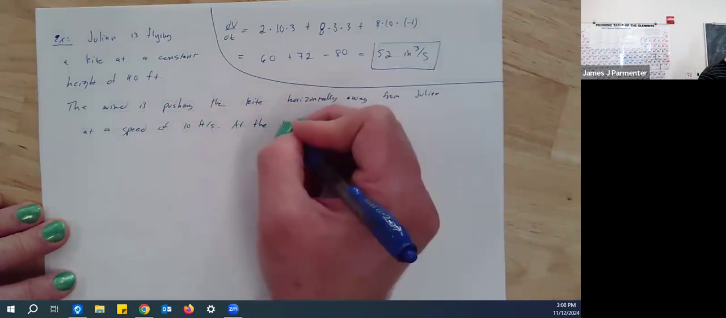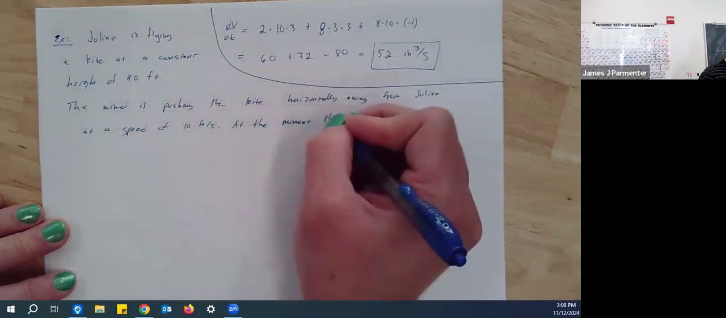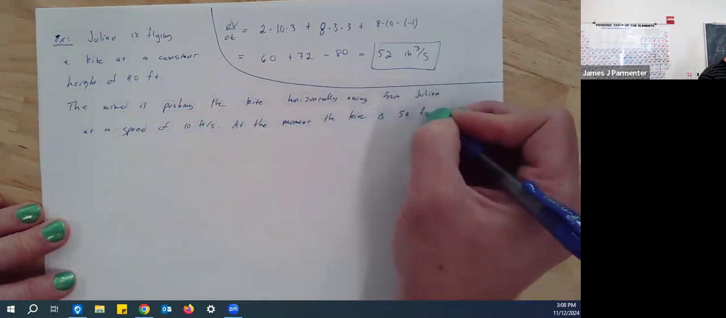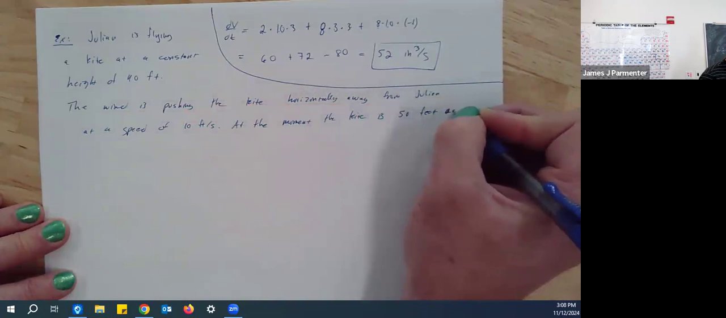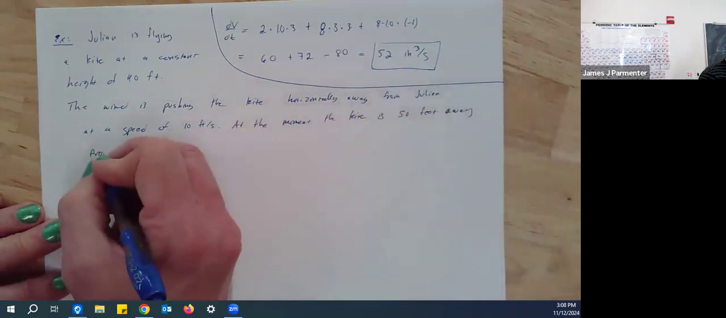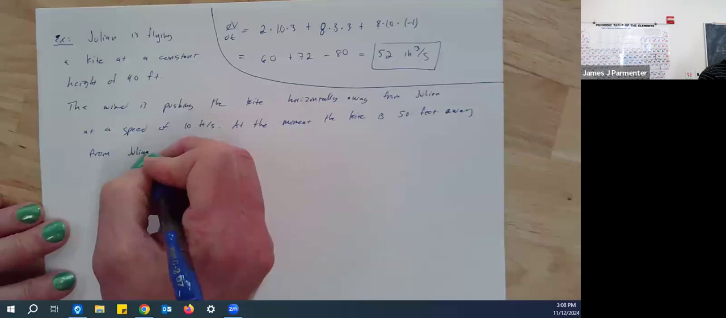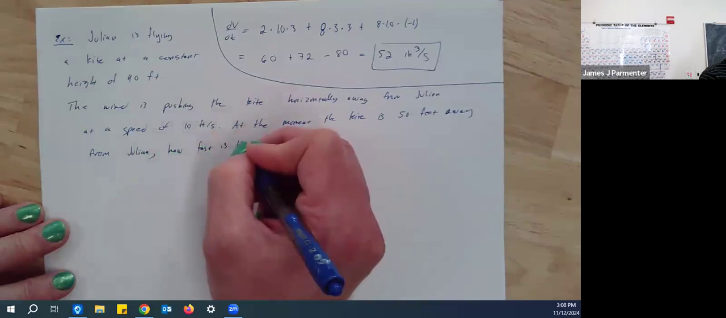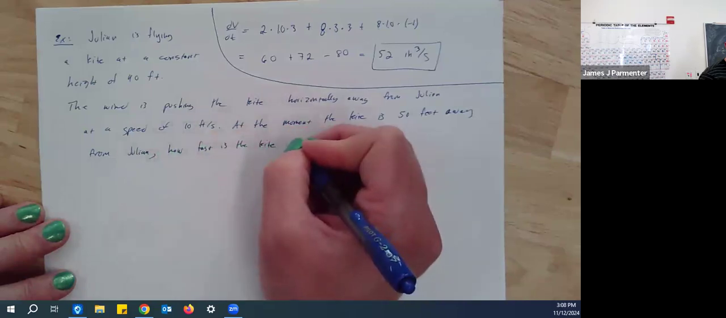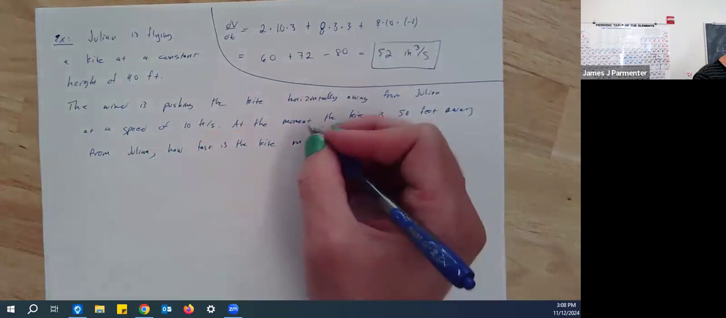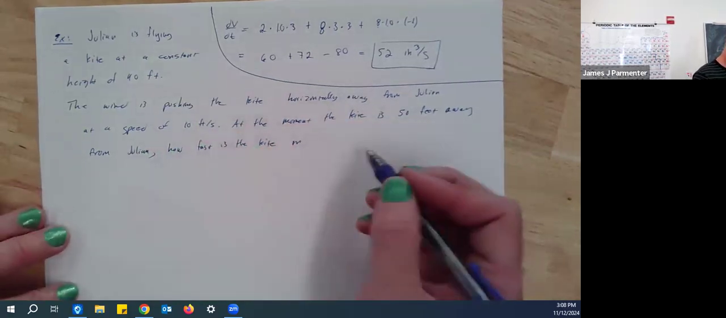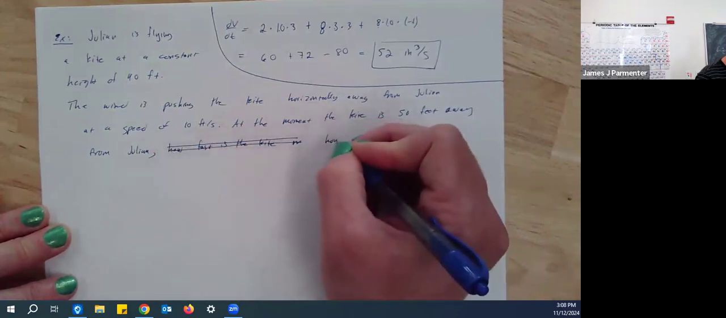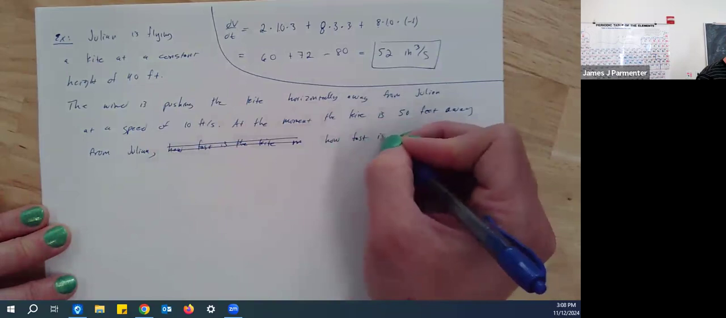At the moment, the kite is 50 feet away from Julian. And we'll talk about that more in a second. How fast is the kite moving? There's a better way to say this. I was going to write how fast is the kite moving away from Julian, but a better way to get at that meaning is how fast is Julian letting out the string?